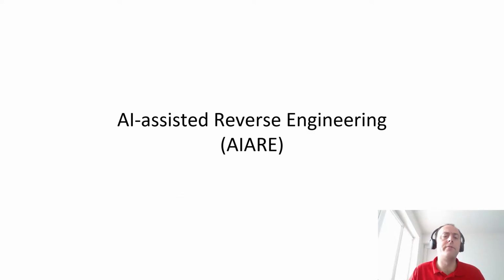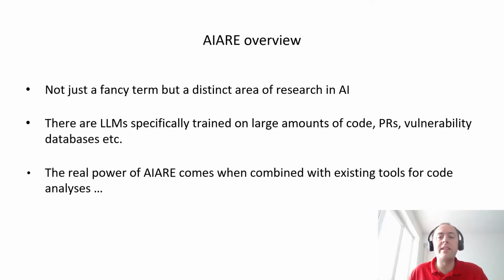The short term for AI-assisted reverse engineering is ARE. And it's not just a fancy term, but really a distinct area of research in artificial intelligence. This area of research tries to build large language models that are specifically trained on large amounts of code, pull requests, vulnerability databases, and documentation, and so on and so forth.